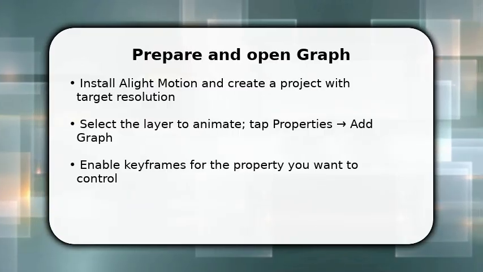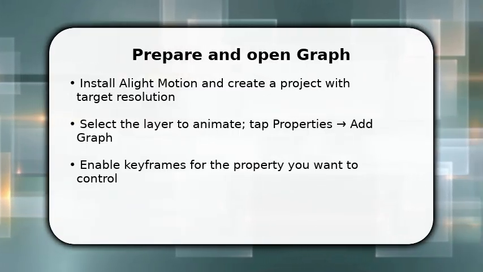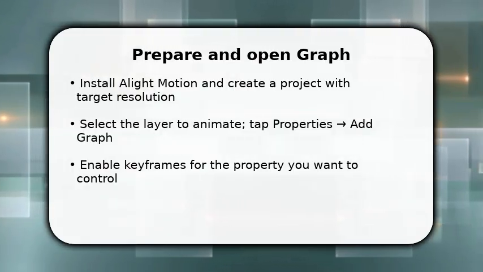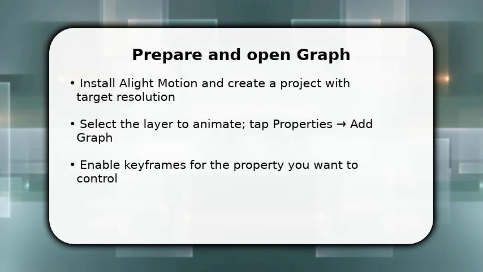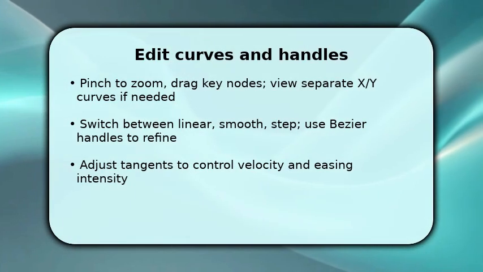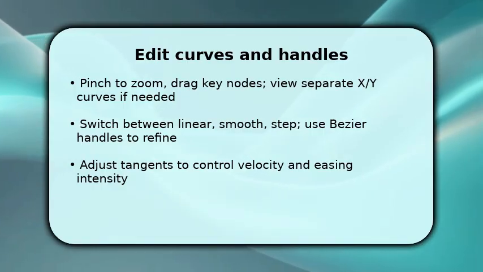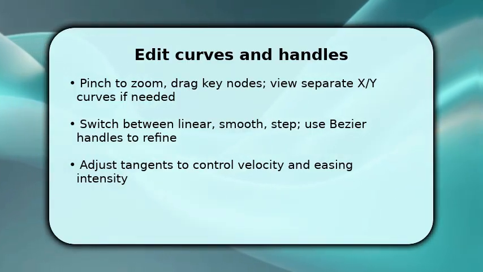You do this because the graph converts keyframe interpolation into a visual curve, letting you shape motion precisely rather than guessing with basic easing presets. Now refine the motion by zooming and dragging key nodes so you can target micro adjustments. Zooming helps you place handles with precision.